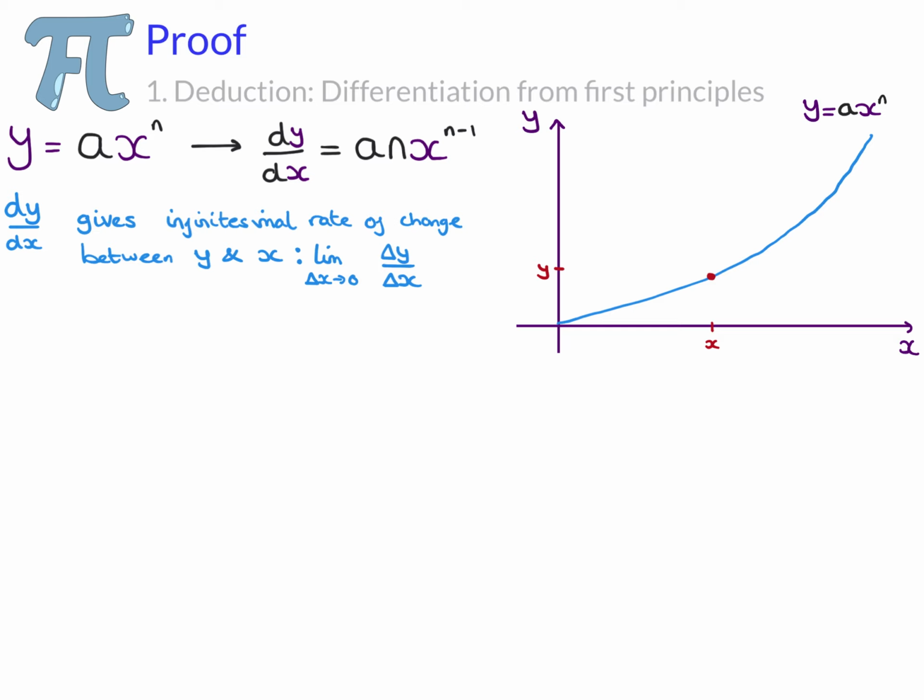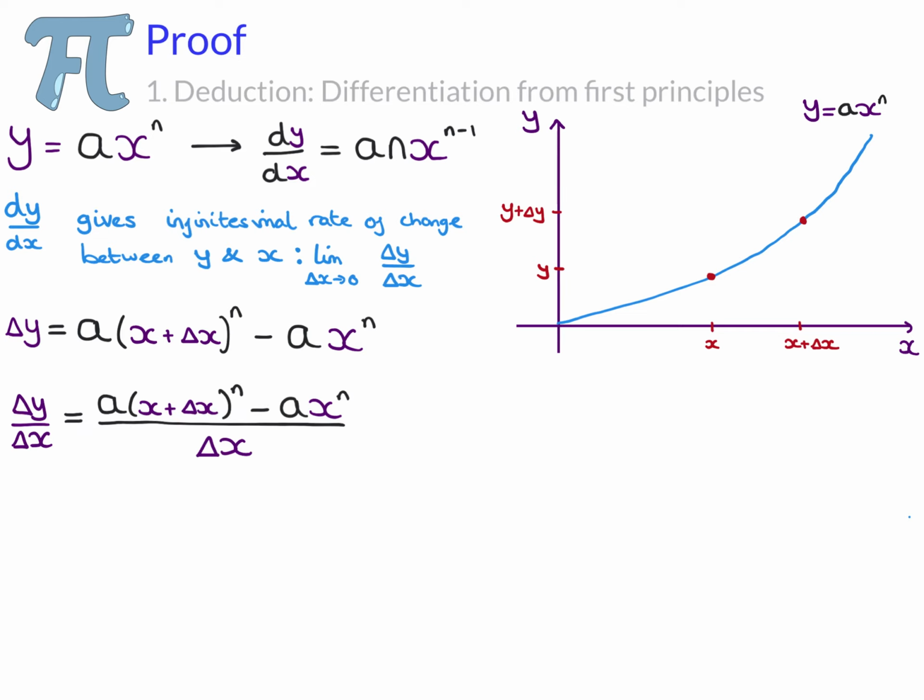To figure out what that is, we ask, what is the difference in y between 2 points separated by a distance delta x? This will be the y value at x, and this will be the y value at x plus delta x. And so the change in y, delta y, is given by the difference. The ratio between delta y and delta x is found by dividing by delta x.